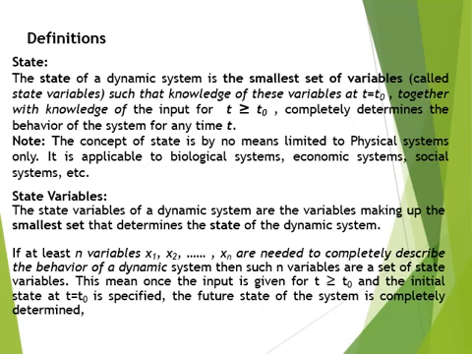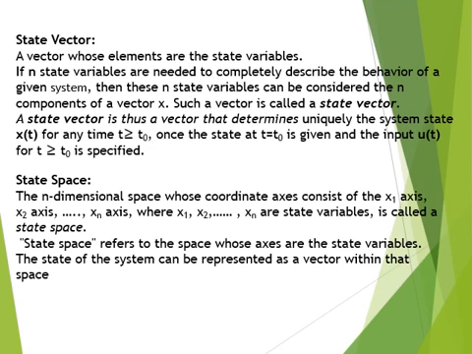The state of a dynamic system is the smallest set of variables which completely determines the behavior of the system for any time t. And the state variables of a dynamic system are the variables which determine the state of the dynamic system. A vector whose elements are the state variables is called a state vector. And state space refers to the space whose axes are the state variables.